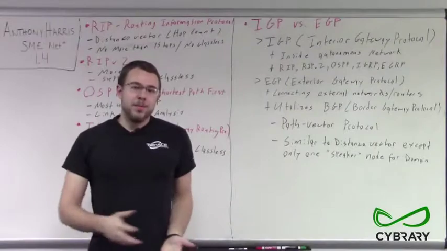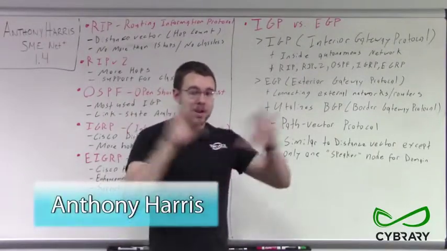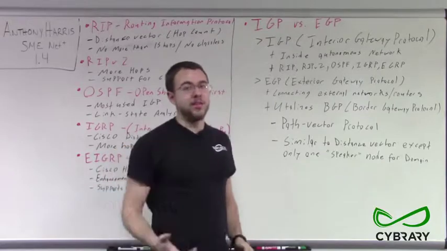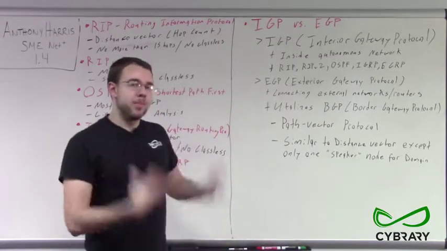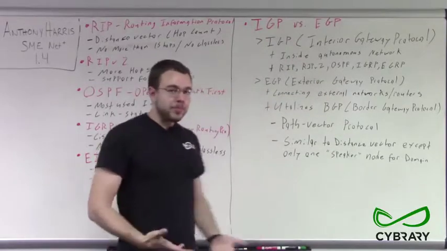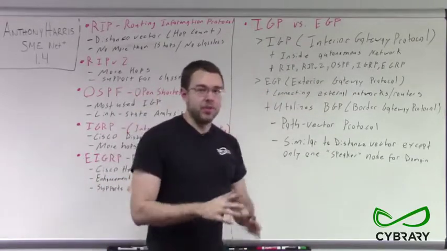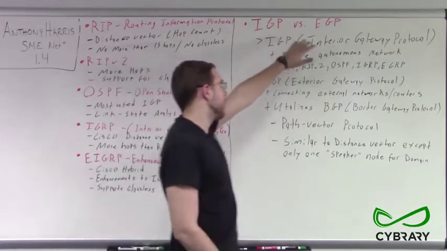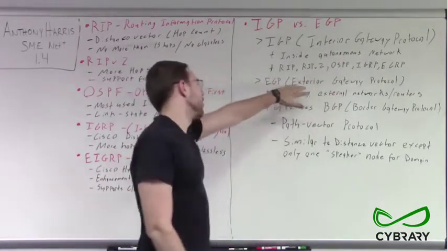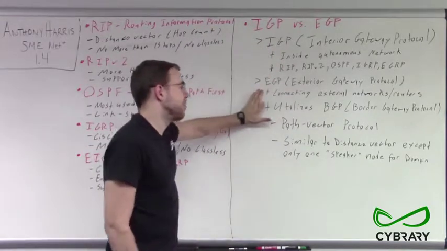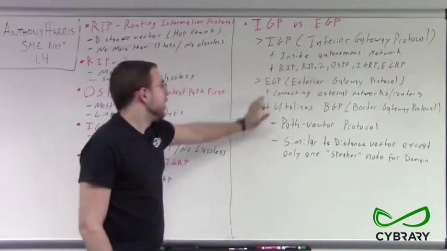So we've talked about some of our different routing protocol major classifications, such as our distance vector, our link state, and our hybrid. But what is our IGP versus EGP? Well, we have another classification that we break down our routing protocols into, and this is an interior gateway protocol or an exterior gateway protocol. IGP, interior gateway, and EGP, exterior gateway.